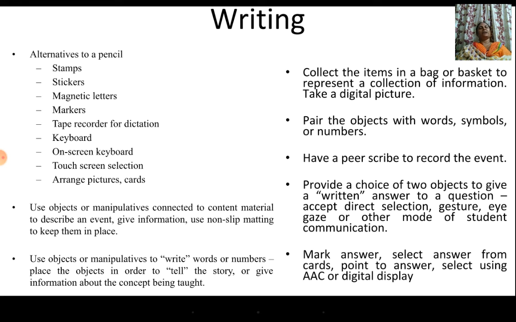Then they can be made to collect the items in bag or basket to represent the collection of information, and digital picture of it can be taken to aid them. Then objects can be paired with words, symbol or numbers. Then peer scribe can be used to record the event as per the sequence they do. Then two choices can be given while writing, and the child can be made to identify the right choice for the question which is raised. And then they can be asked to mark answer, select answer from the cards and point to the answer.